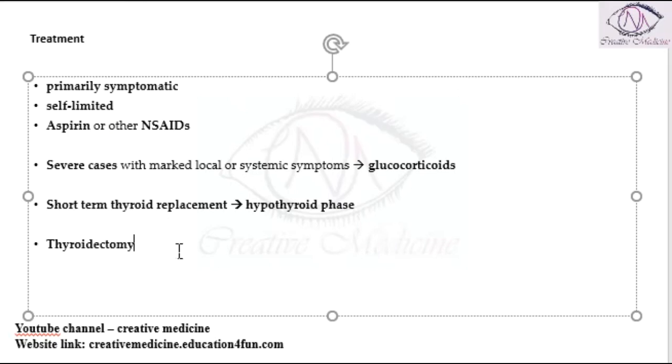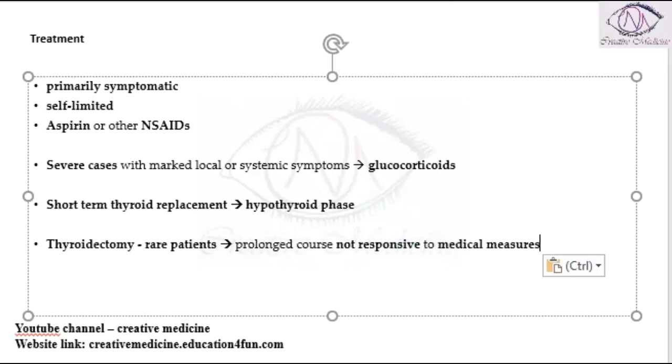Thyroidectomy is done only in rare cases, when there is a prolonged course, when the patient requires a prolonged course of medical treatment without any response. That is, if there is no response to medical treatment, then thyroidectomy can be done in the patients.